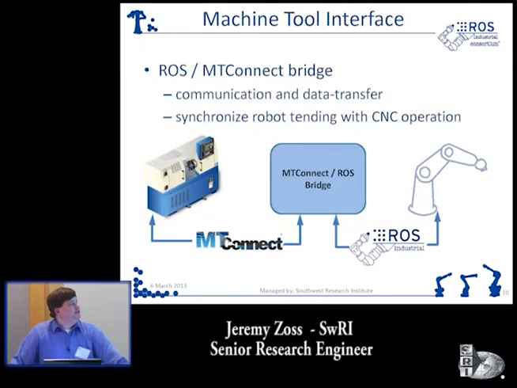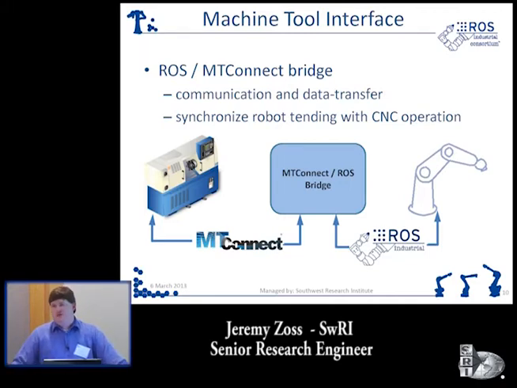We have a connection to machine tools, which is kind of exciting. We just came out with this bridge to MTConnect. MTConnect is a standard interface to machine tools that comes out of NIST, and if the machine tool that you bought supports MTConnect out of the box, then the ROS bridge software will talk to that MTConnect software and pass messages between that interface and the ROS ecosystem, so your machine tools and your robots can talk to each other.